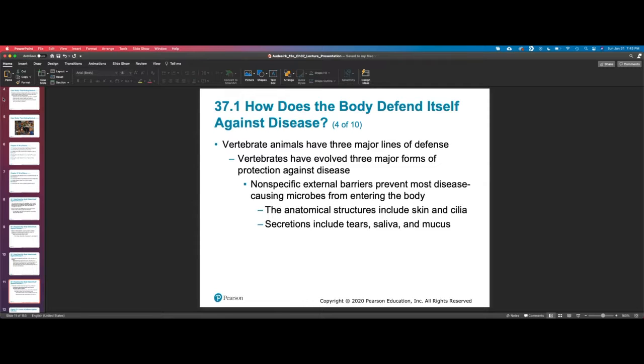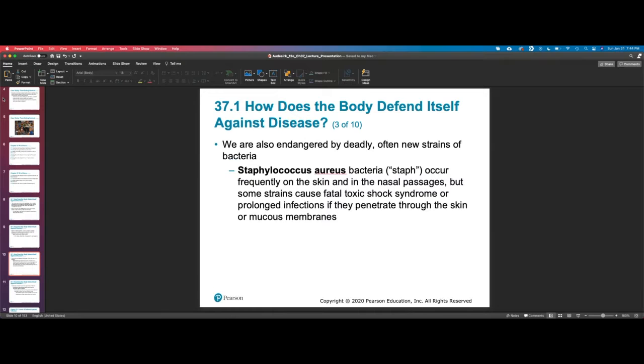And so typically you think of the skin as that first line of defense. If you cut your skin, you're at greater risk of infection than if you never cut your skin. You also have enzymes and proteins in tears, saliva, and your mucus that help protect against just general foreign invaders.